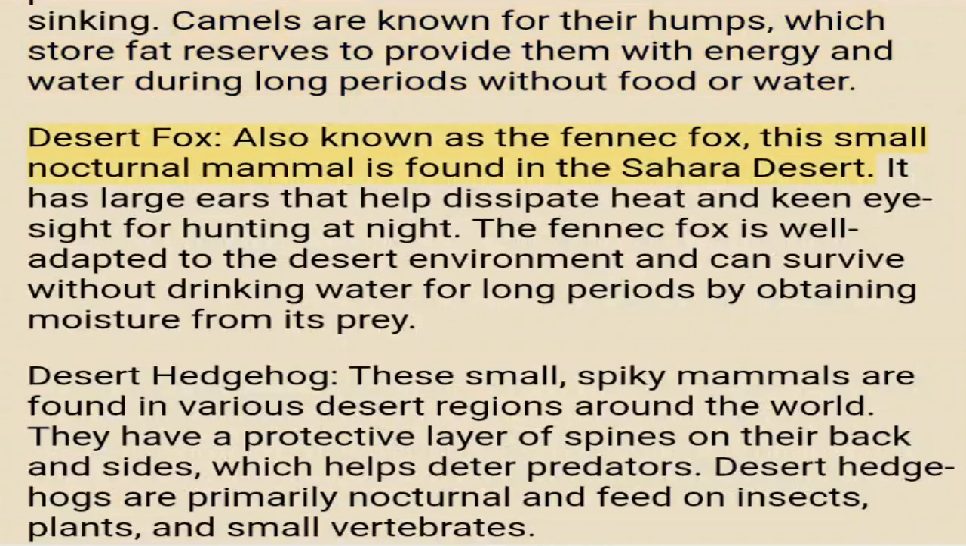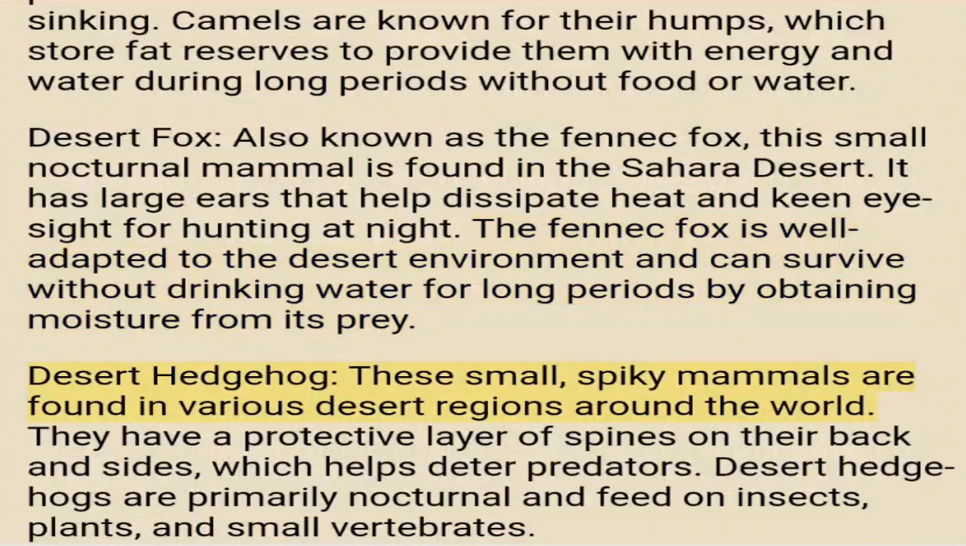Desert fox. Also known as the fennec fox, this small nocturnal mammal is found in the Sahara Desert. It has large ears that help dissipate heat and keen eyesight for hunting at night. The fennec fox is well adapted to the desert environment and can survive without drinking water for long periods by obtaining moisture from its prey.